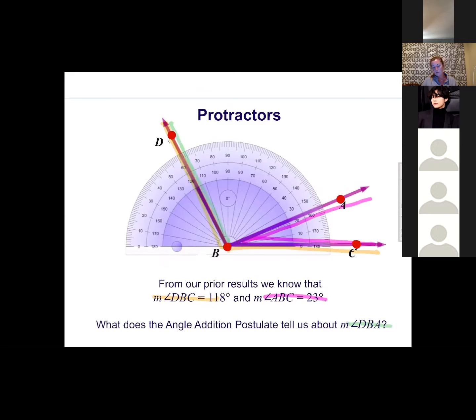Well, we know based on the angle addition postulate that we can just take this 118 and subtract 23. That's one way of doing it. The other thing is we could have taken the very bottom of this protractor and we could have shifted it up until this line. So this line was at 0 degrees, and then we would have gotten a new measurement on the protractor, which is a way that we could have determined what the measurement for DBA is.